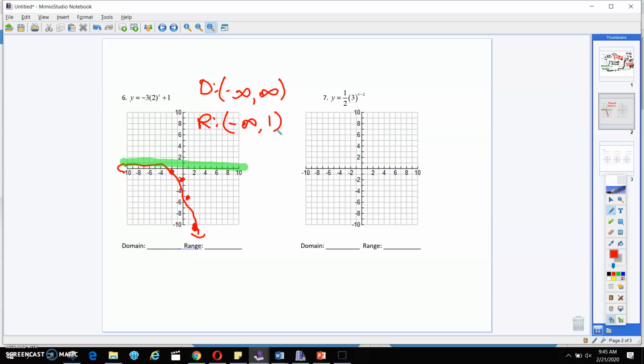Wait, why negative infinity? Because it's going down. You see this negative out front? That's a reflection over the x-axis, which is what y'all just saw on those matching things, right?